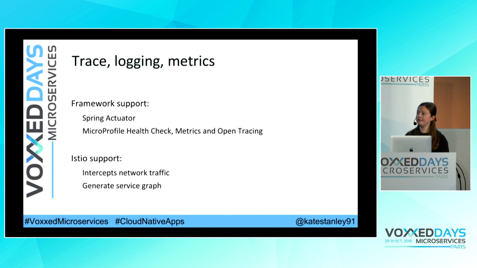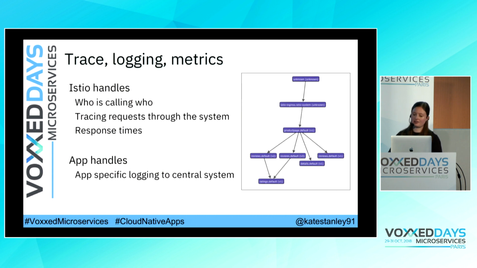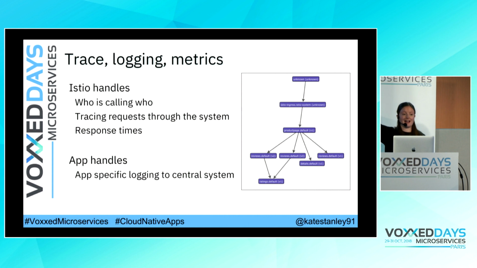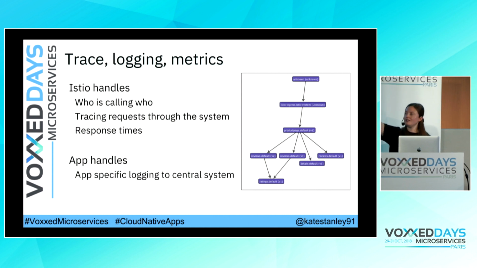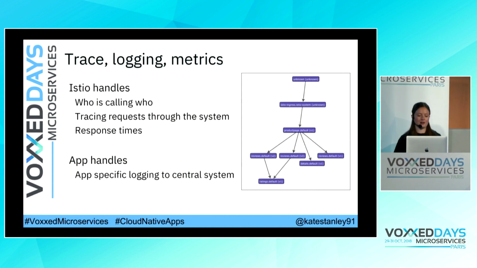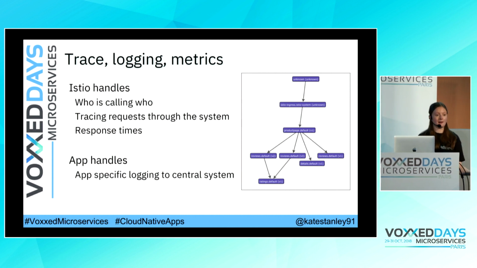And Istio, because it has Envoy again, intercepts all of the network traffic and can generate you a really nice service graph, which looks a little bit like this. So this is one that you can generate, and actually you don't have to do very much to get this to generate really nicely. So where does this leave your application framework, and where does this leave Istio?